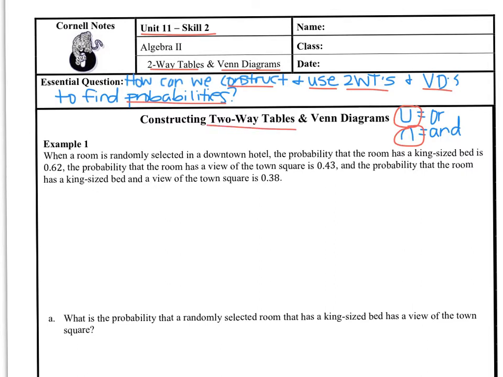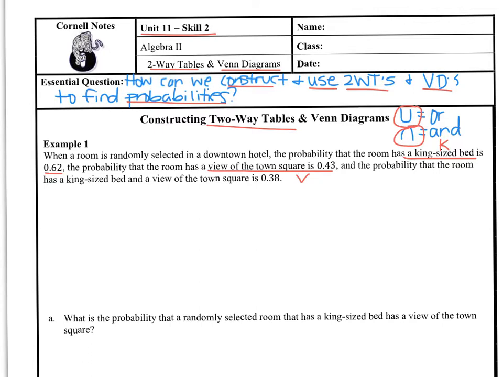Example 1: when a room is randomly selected in a downtown hotel, the probability that the room has a king-size bed is 0.62. So that's our first category, having a king-size bed. And then the probability that the room has a view of the town square is 0.43. So that's the second category, having a view. Having a king-size bed and having a view are the two different categories of rooms. Some rooms have both, some rooms have just one or the other.